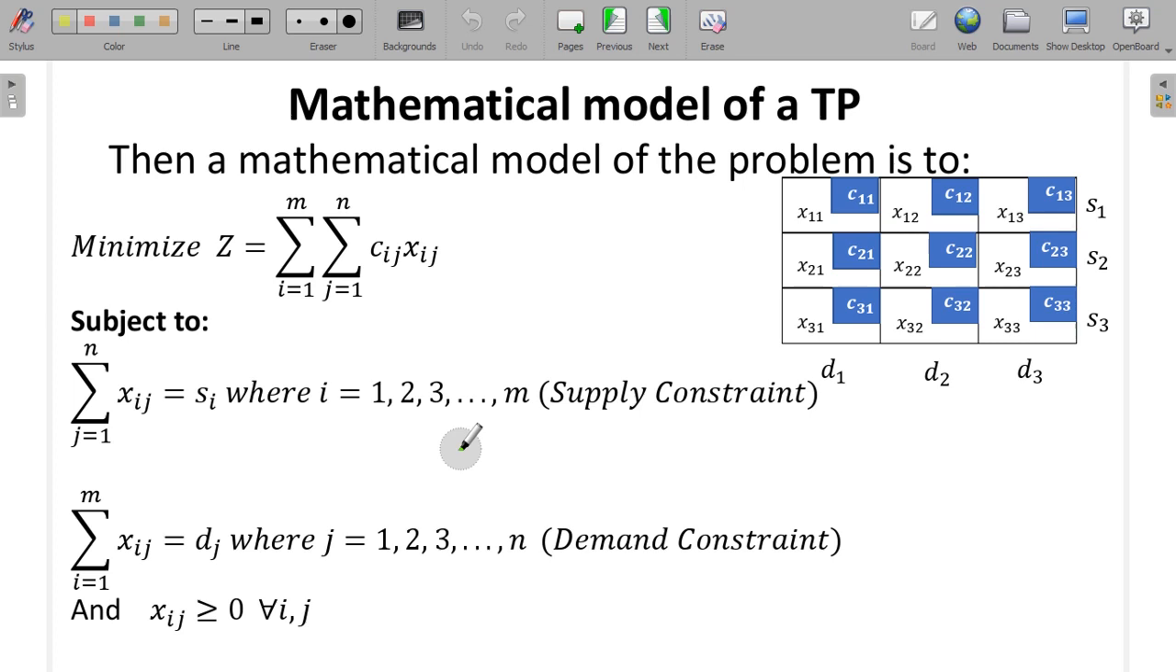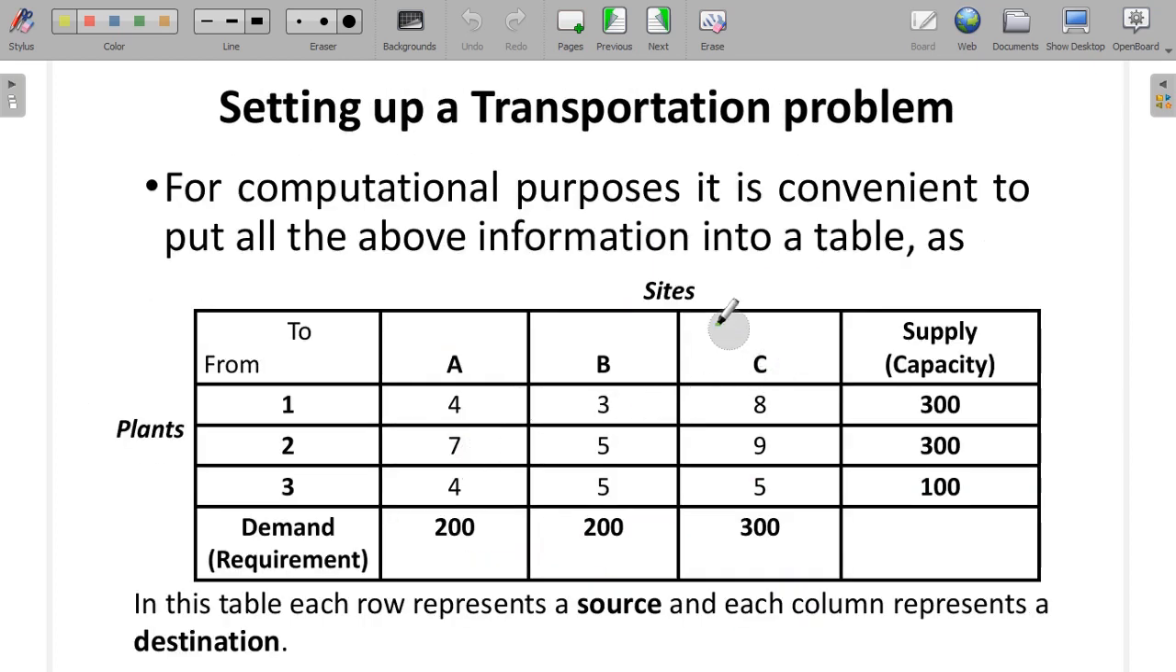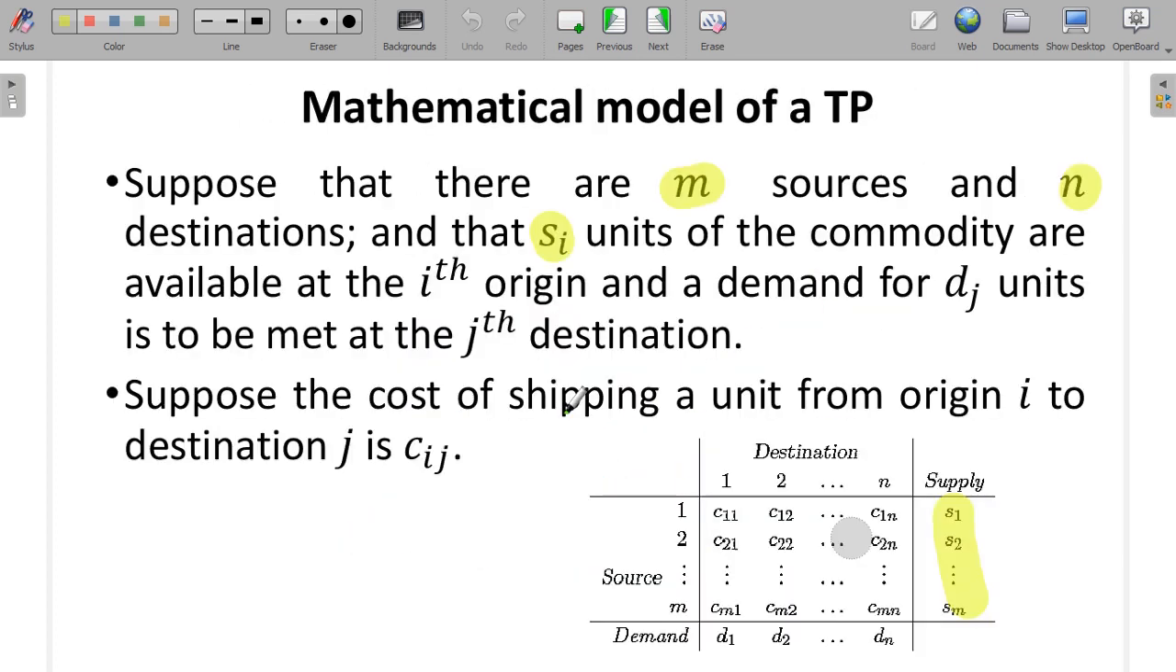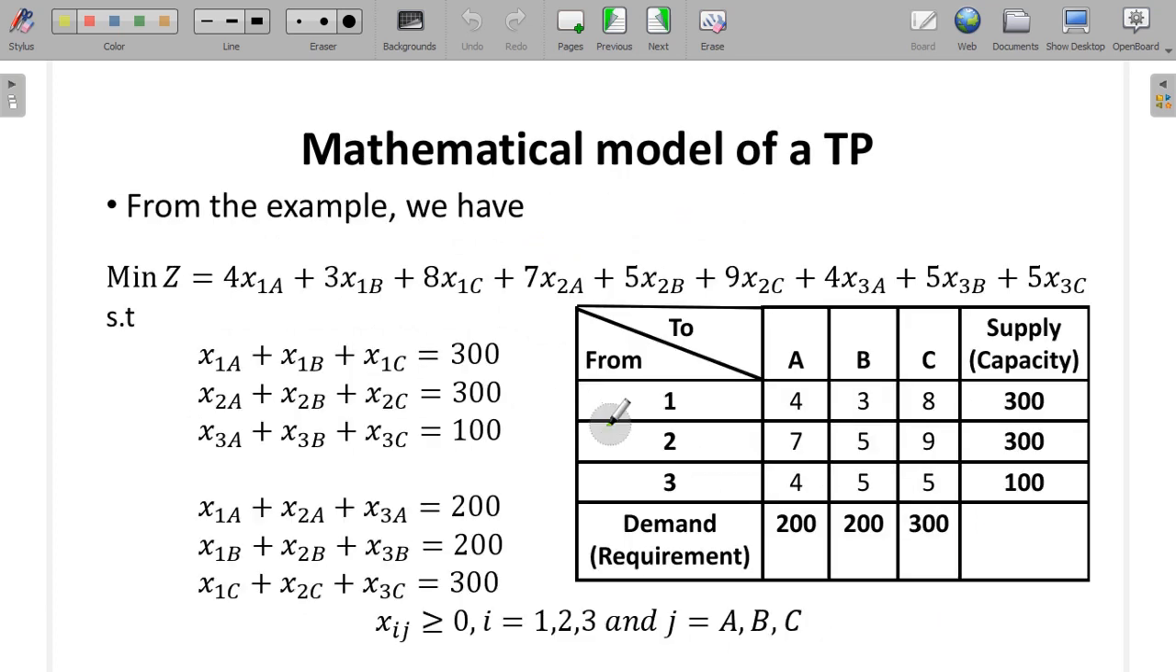So we have a basic example that we illustrated, and we are going to show how we can develop a mathematical model from this table. After having the general table and mathematical model, this is the particular mathematical model for our problem. And we have this table, which represents the example that we are using, and inside these are the costs. We have the demands for each construction site and the supply capacity from each plant.